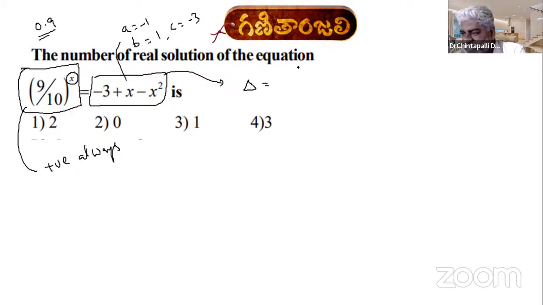Tell the discriminant, students. Very good, Bunny. Your answer is right. Bunny, may I know where you are from? Are you from Khammam?